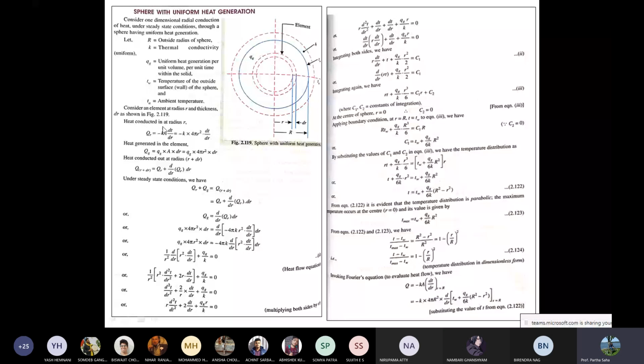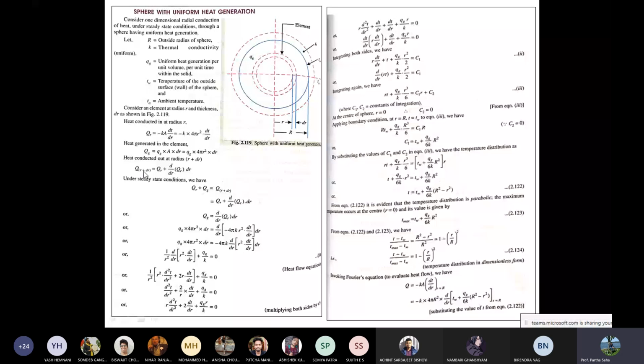So heat conducted at a radius R is given by Q equals minus K A dT by dR, where area is 4 pi R square. You already know, right? Heat generated will be Qg into A into dr. Now area will be 4 pi R square, so Qg into 4 pi R square dr. Heat conducted out at radius r plus dr. We are considering a small strip of dr thickness. So at this surface, what is the heat conducted? It is Qr plus dr equal to Qr plus d by dr of Qr into dr.